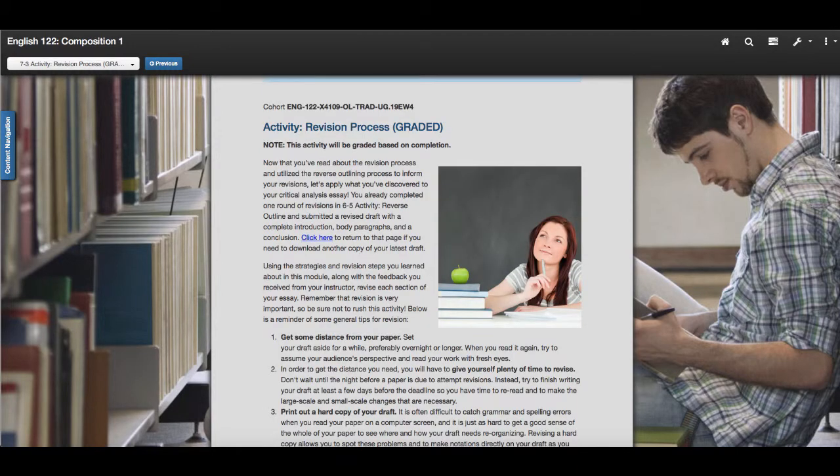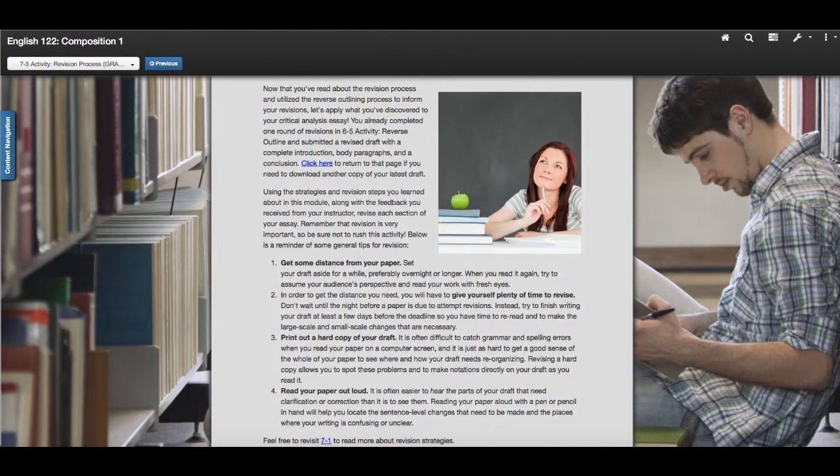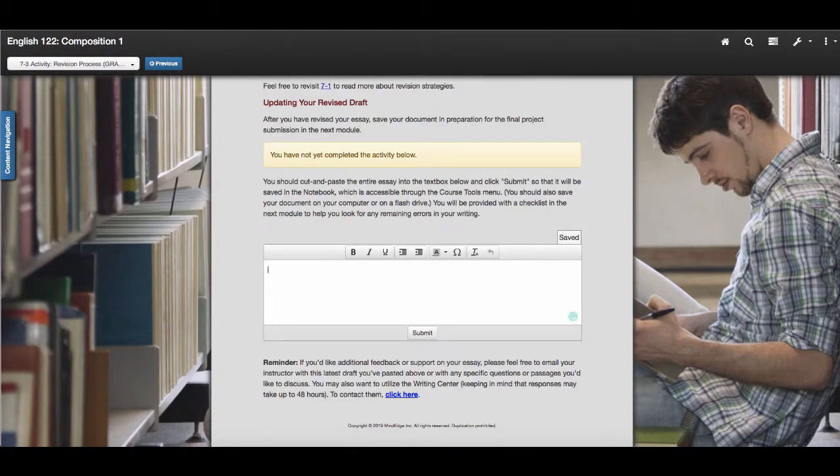The last assignment will be the activity, which is a revision process. So once you have gone through the revision process of your own paper, you want to copy and paste the paper into this space here and then save it. This is going to be yet another revision, another draft of your essay, and then make sure that you submit it so that you get credit for it.